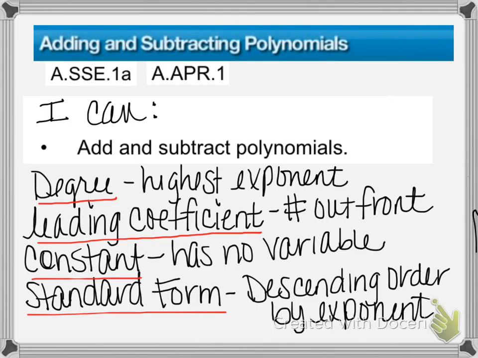Then your constant, of course, is the number without a variable, and that's always going to be last in your polynomial as long as you are writing that polynomial in what we call standard form. You've heard me refer to that in the past, and all that is descending order according to the exponents. So let's talk a little bit more about that.